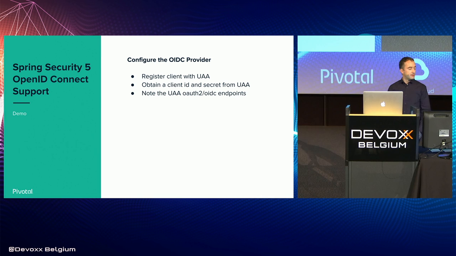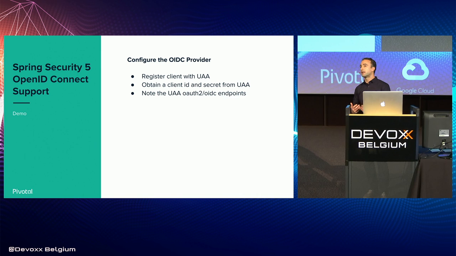So there's a couple of steps. I'm just going to do a high-level overview of what we have to do to configure the client application, the application that is using OAuth client to go through the OpenID Connect authentication flow. The first step is we have to configure the client with the provider. Whether you're using UAA or Google or GitHub or LinkedIn, you go to the developer console, the developer API, and register a client. The result of that, you get client credentials, your client ID and client secret.